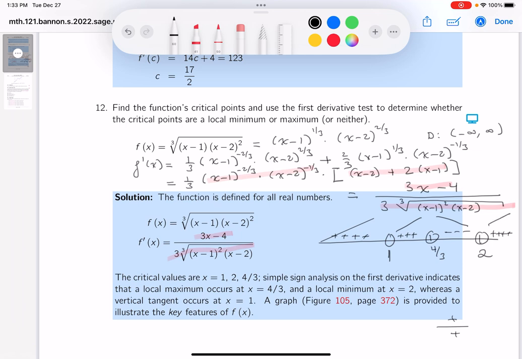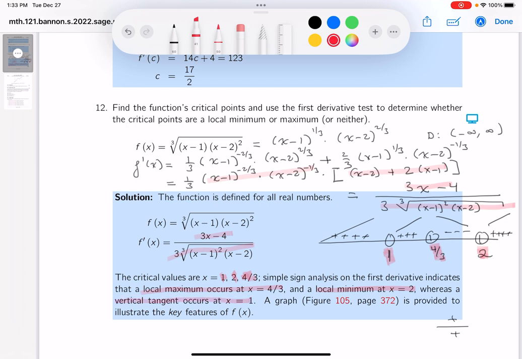All right, so the critical numbers are 1, 4/3, and 2. Let's see if they're written down. 1, 4/3, and 2. I got those written down. Simple sign analysis, well, I did that. Indicates I got a local maximum at 4/3. Let's see if it says that. Local maximum at 4/3. And again, looking at my little diagram over here, my local minimum's at 2. And what's going on at 1? There's actually a vertical tangent there.